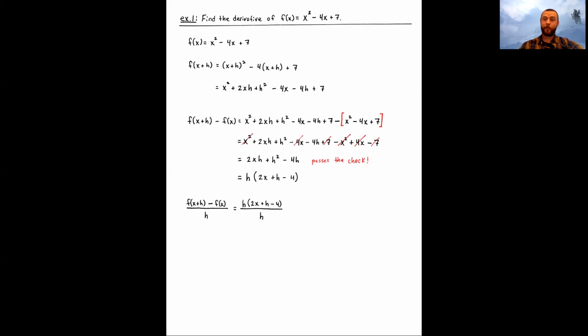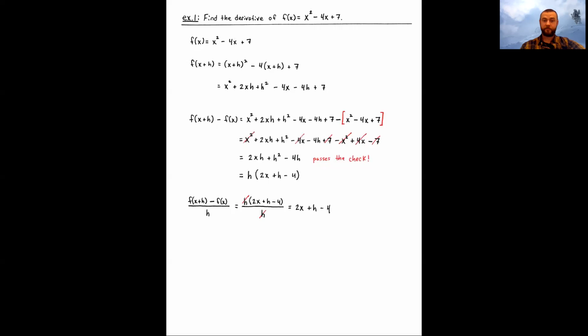And you can see the reason why we wanted to factor h out is so that now it cancels with the division by h. All right, and in pre-calculus, this is pretty much as far as you could go where the question was asking you to simplify the difference quotient.